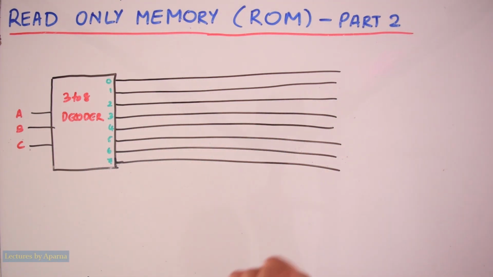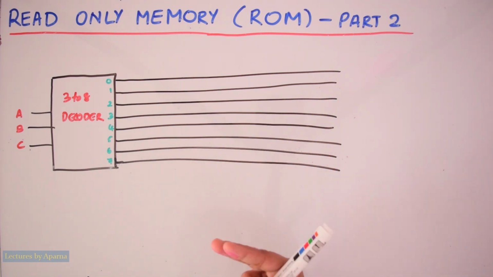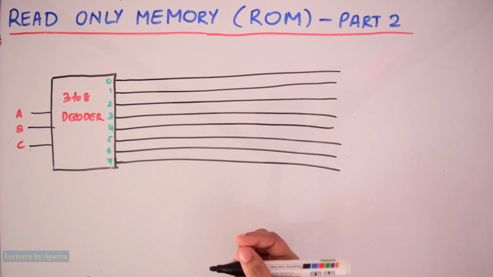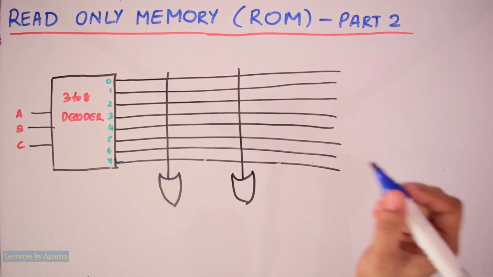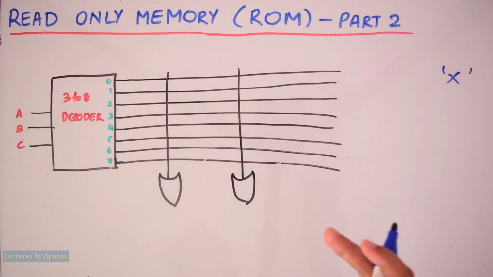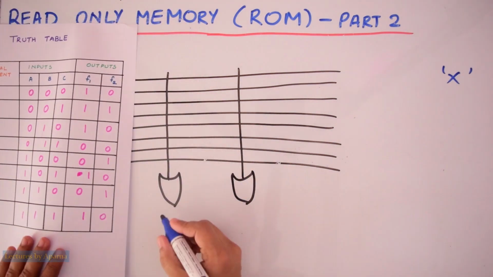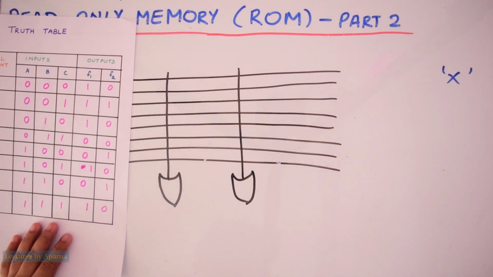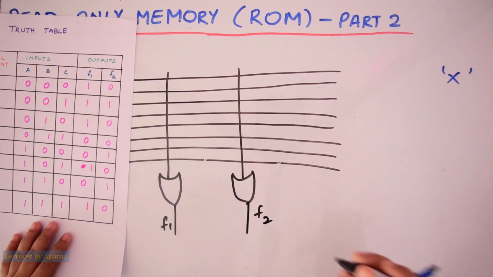Now we have to draw the OR array. Since we have to implement two functions F1 and F2, we will draw two OR gates. One for function F1 and the other for function F2. So we drew the OR array. Now we have to put a cross mark in the place of ones by looking at the truth table. So this output is F1 and this output is F2.